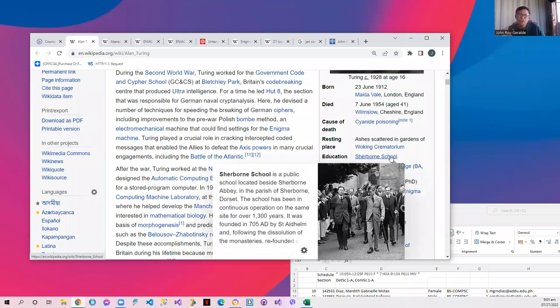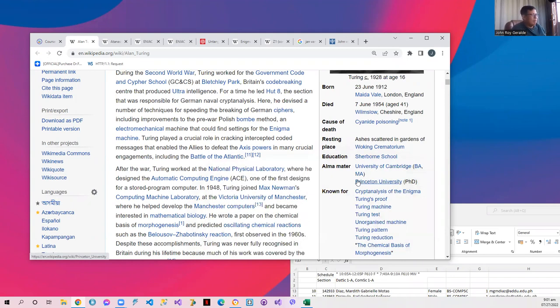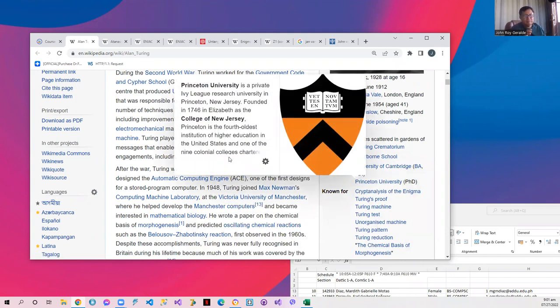What was the research? What was the contribution of Alan Turing to computing technology? He invented the first mathematical computational model. In fact, he claimed that all computers can be described by his machine. It's called the Turing machine. It's a graphical representation of how computers work.